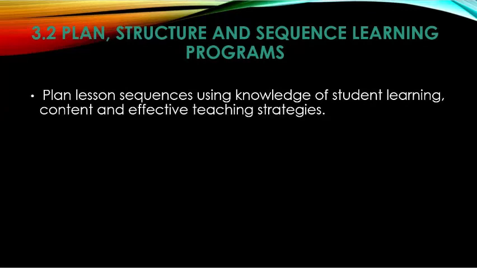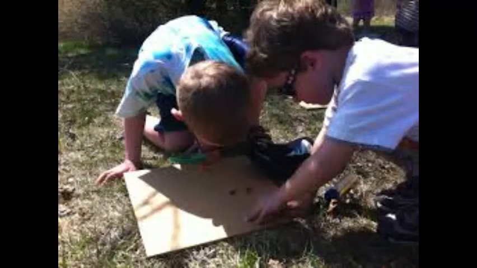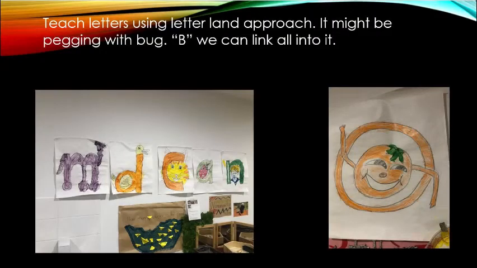For example, one child found a dead fly and a dead bee. The child was curious about why this insect was dead, and the teacher started a whole investigation of insects, moving on to life cycles, how many legs, parts of the body, where insects live and everything. And then the teacher started another activity to teach letters using the Letterland approach. It might begin with bug, B, and we can link it all in.